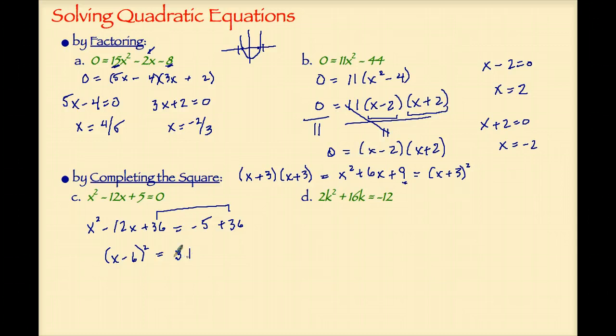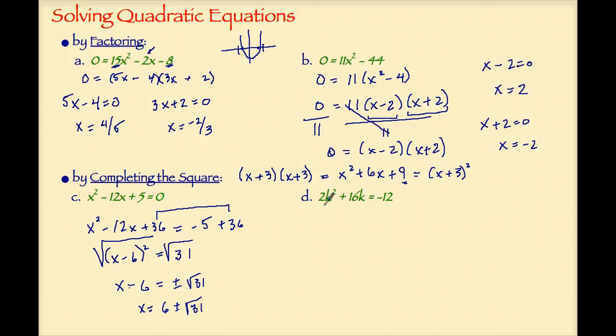The right side is 31, but this allows me to take the square root of both sides. The square root and the exponent cancel, leaving me x minus 6 is equal to plus or minus the square root of 31. And when I add that 6 over, I end up with my two solutions, 6 plus or minus the square root of 31. Strange, irrational solutions, yes, but if you graphed this parabola, you would see it crossing the x-axis in two places, and these two wacky little decimals are the places where it is crossing.